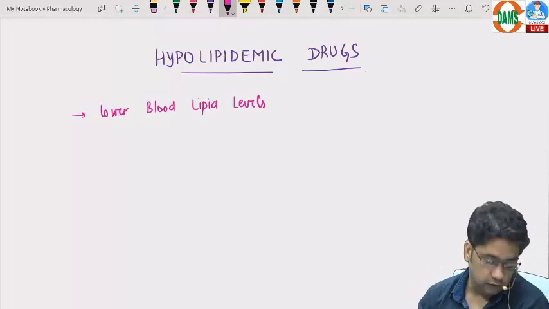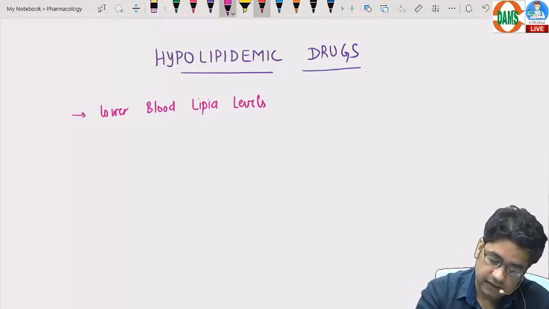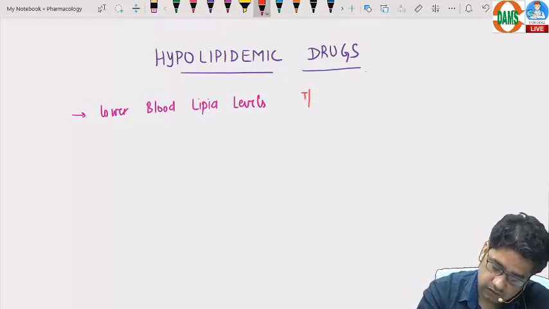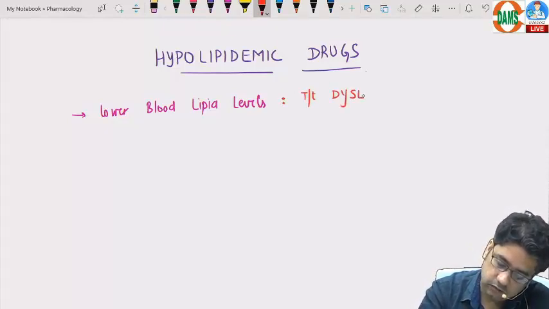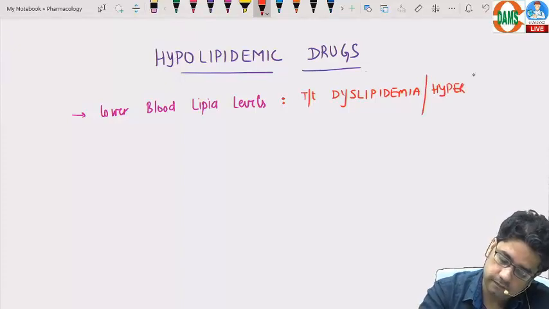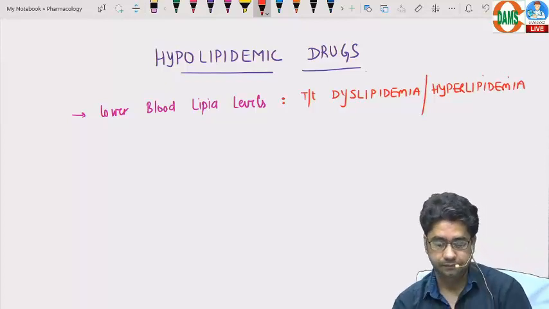Okay, they lower blood lipid levels. Hence, these drugs are given for the treatment of abnormal increase in lipid, known as dyslipidemia. Dyslipidemia is also known as hyperlipidemia. ये दो नाम होते हैं, one and the same thing.